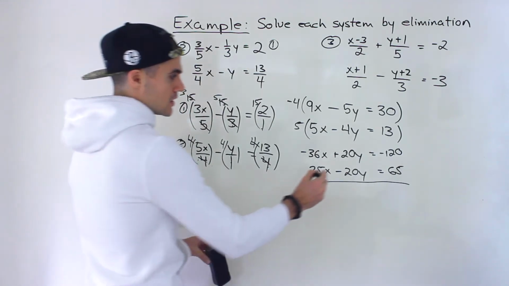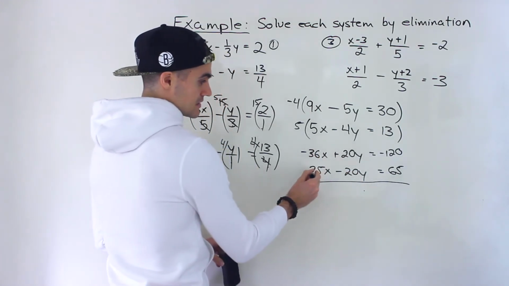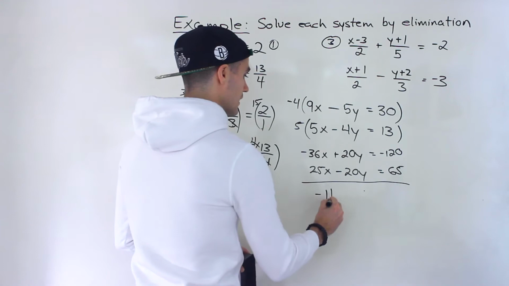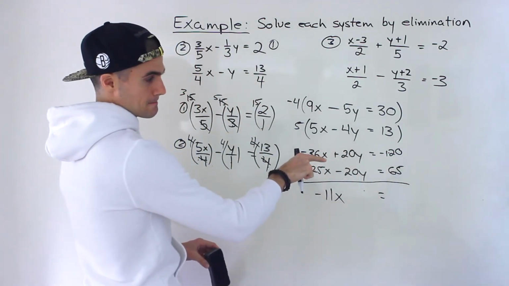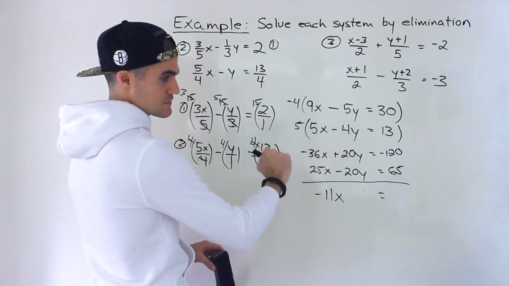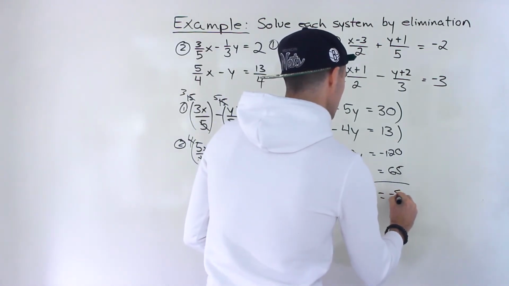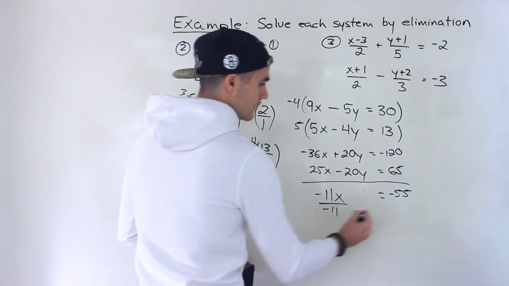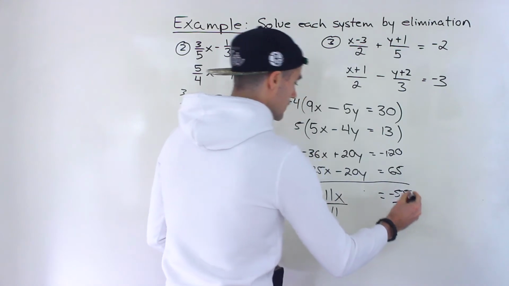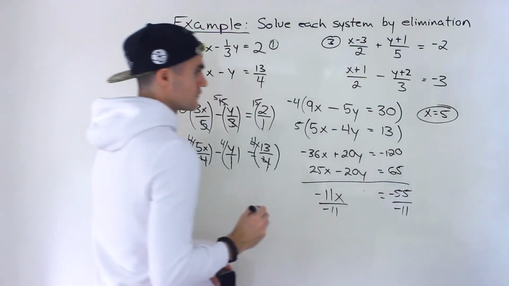So this plus that, 0. This plus that would give us negative 11x. And then negative 120 plus 65 would give us what? Negative 55. Divide both sides by negative 11. Divide this by negative 11. X would end up equaling 5.